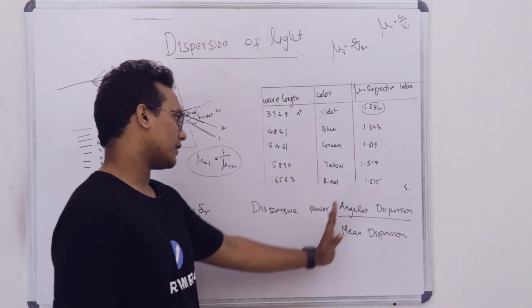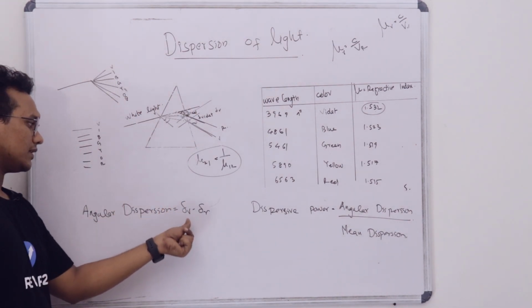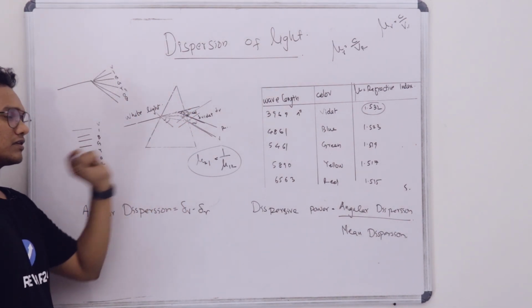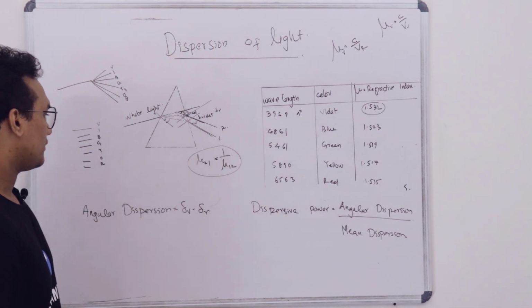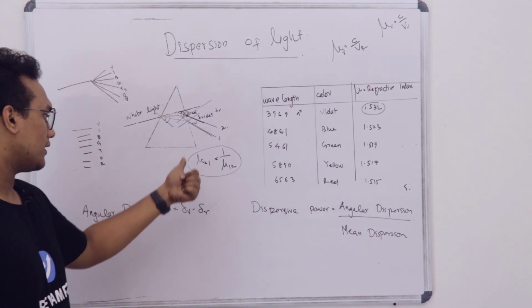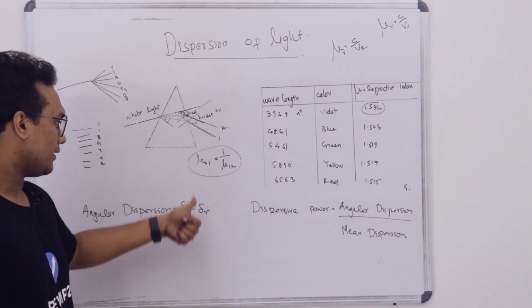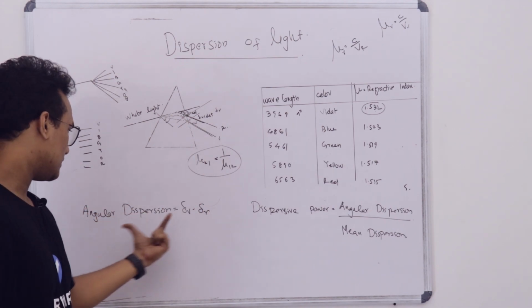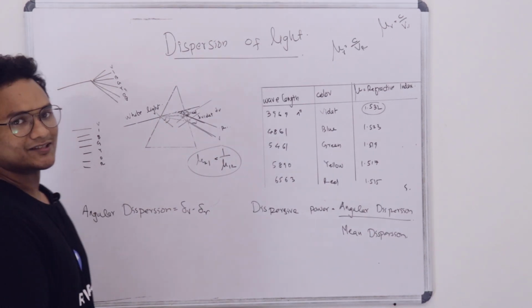So dispersive power is angular dispersion divided by mean deviation, and angular dispersion is delta V, that is the deviation of the violet color ray, minus the deviation of the red color ray, that is delta R. So this is giving us angular dispersion. Okay, that's all. Thank you.